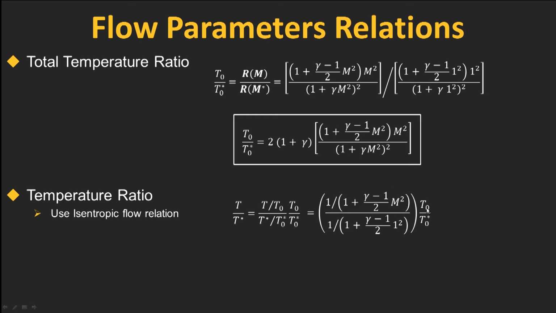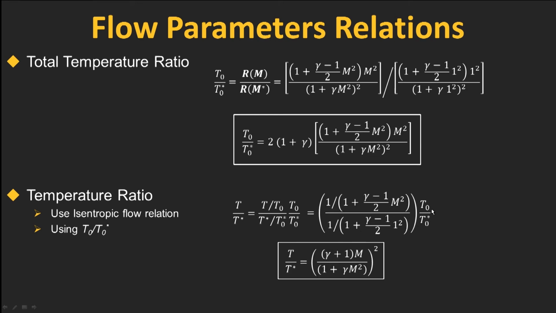Once we substitute for T0 over T0 star, we're going to get T over T star equals (gamma plus 1) M divided by (1 plus gamma M squared), the whole squared. Now I've not shown all the simplifying steps. I assume you'll be able to work it out by yourself.